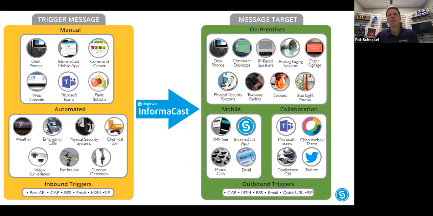So when you bring this all together, again, this is what we call our any-to-any diagram, the things that we're sending from or triggering from on the left and the things that we're sending to on the right. And again, our differentiation in the marketplace is that we can send to both mobile and your on-premises devices, whereas most mass notification systems are taking one approach or the other. And really most of them that we compete with are centered around the mobile notification. They may be able to get to computer desktops, but they're not doing broadcast audio to phones, desktops, overhead speakers, et cetera. And that's really the distinction.